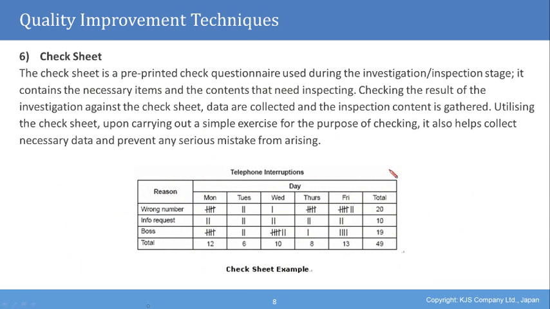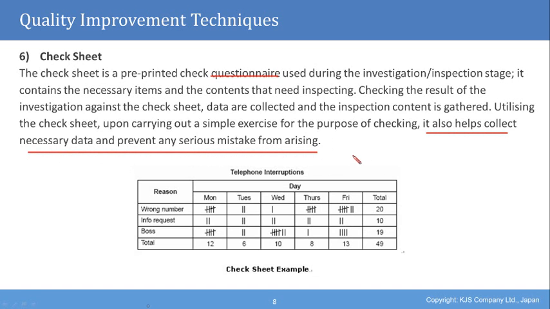The sixth category we had was the check sheet. The check sheet is a pre-printed check questionnaire used during the investigation inspection stage. It contains the necessary items and the contents that need inspecting. Checking the result of the investigation against the check sheet, data are collected and the inspection content is gathered. Utilizing the check sheet upon carrying out a simple exercise for the purpose of checking also helps collect necessary data and prevent any serious mistake from arising. So we're talking about collecting some data which allows us to prevent serious mistakes from arising.